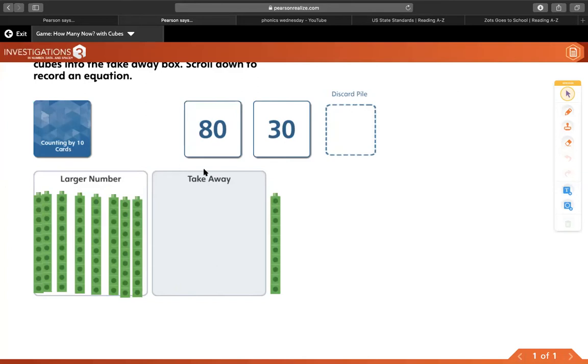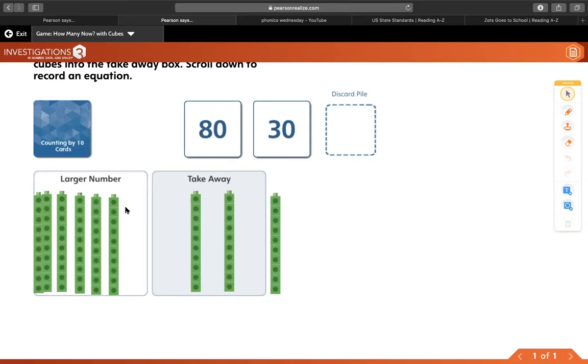All right, so now we need to take away 30 cubes. Remember, we look at that first number. That first number tells us how many tens that is, or how many towers of 10. So that first number is 3. So that means I need to take away 3 towers of 10. So let's take away 1, 2, 3. I took away 3 towers of 10. That's 30 cubes. 10, 20, 30.